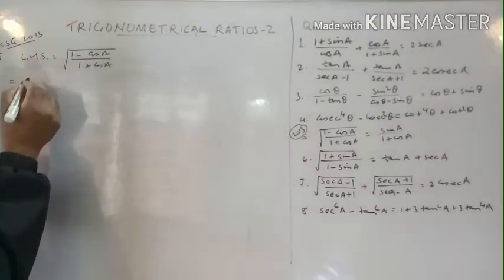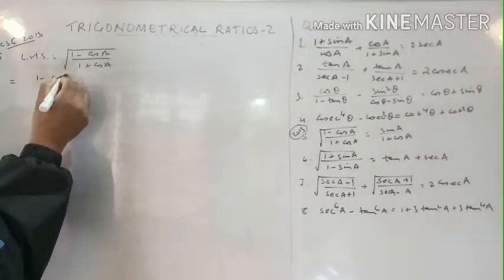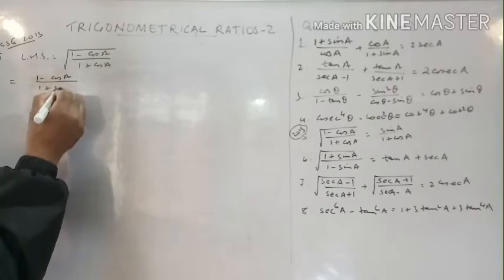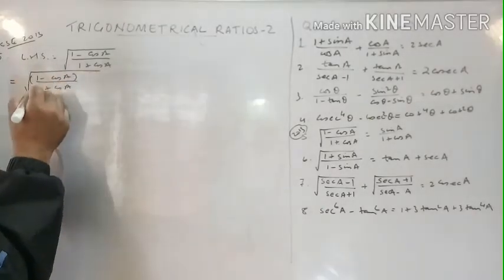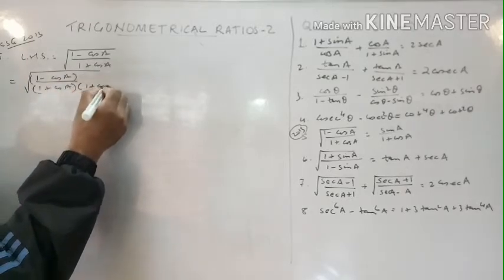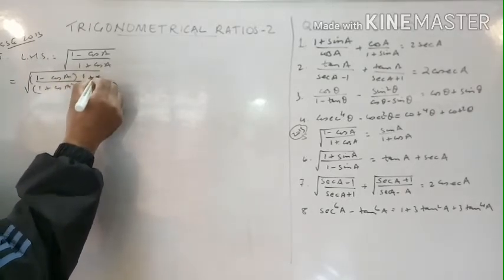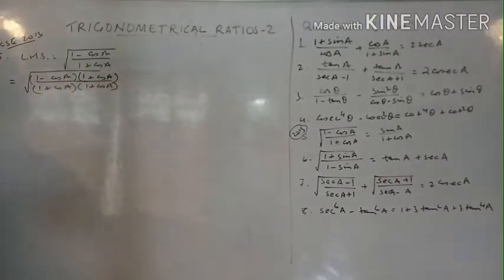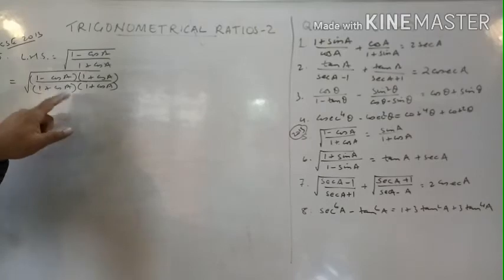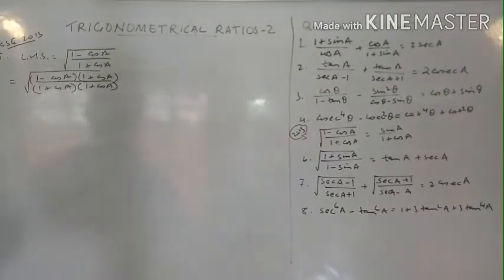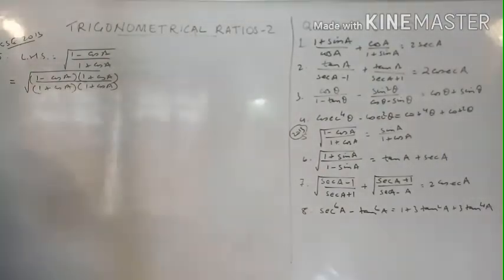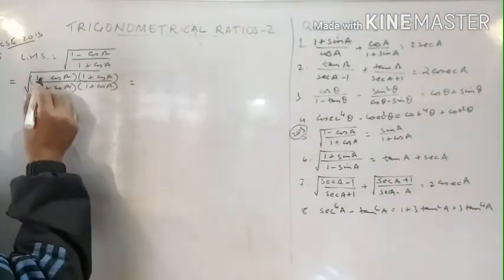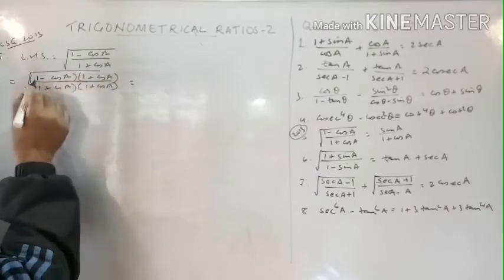Okay, so what we get here, root over 1 minus cos A upon 1 plus cos A, into, we multiply by 1 plus cos A under root 1 plus cos A. Okay, if 1 plus cos A is not there, then we have to multiply by the opposite sign. If it is 1 plus cos A, we have to multiply by 1 minus cos A. That's what we do in the next question. But since 1 plus cos A is there in the RHS, we multiply by 1 plus cos A.